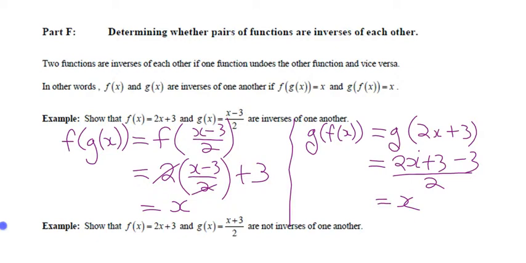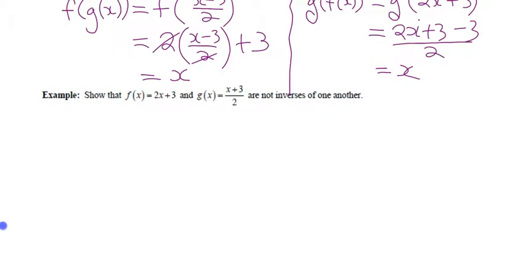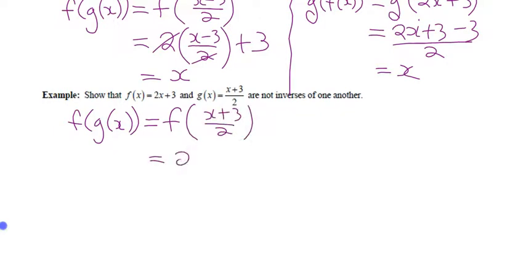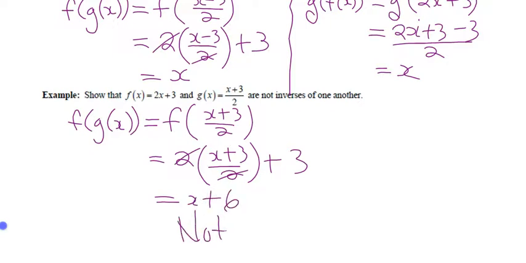Example: show that these are not inverses of one another. Do I have to show both if one doesn't work? No, because how many counterexamples do you really need? One. One counterexample will suffice. So this is f of (x plus 3) over 2, which is what? 2 times that. Not inverses. Or, as one would say, no inverse.